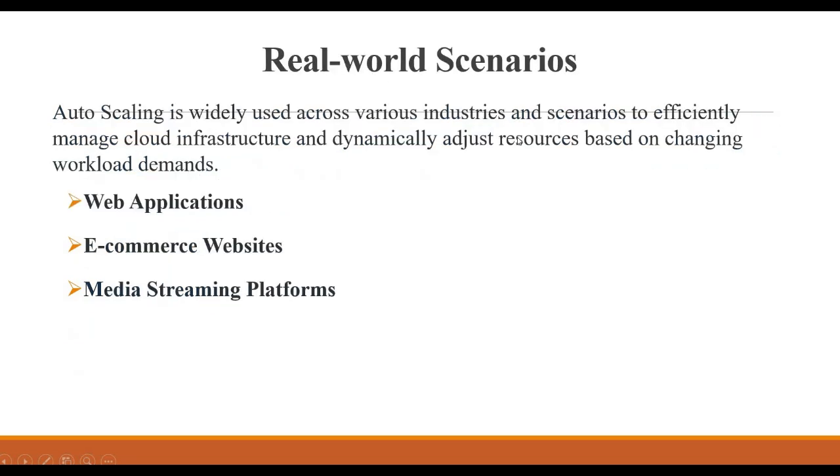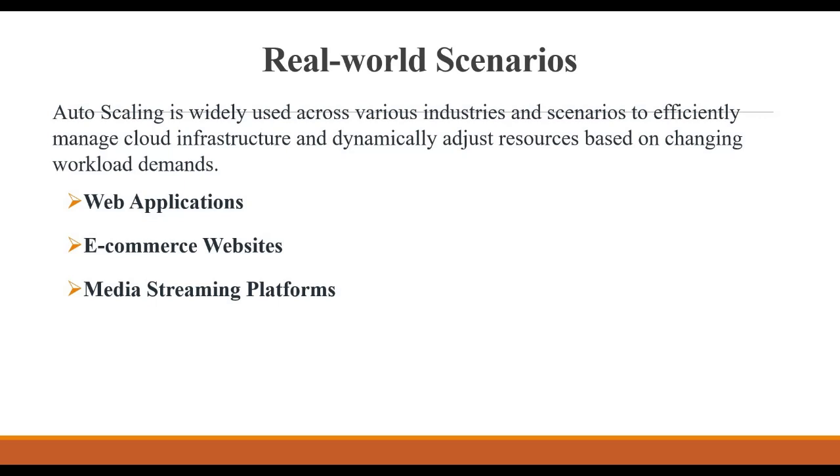The next is a real world scenario. Where are we using AWS Auto Scaling in the real world? Auto scaling is widely used across various industries and scenarios to efficiently manage cloud infrastructure and dynamically adjust resources based on changing workload demands. Now, here are some real world use cases for auto scaling.